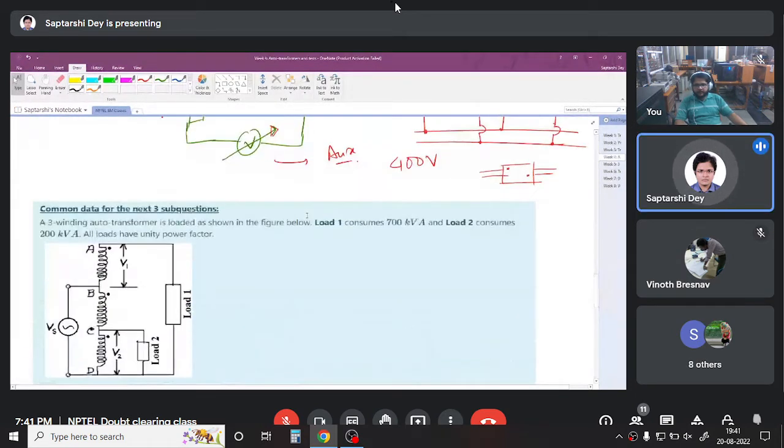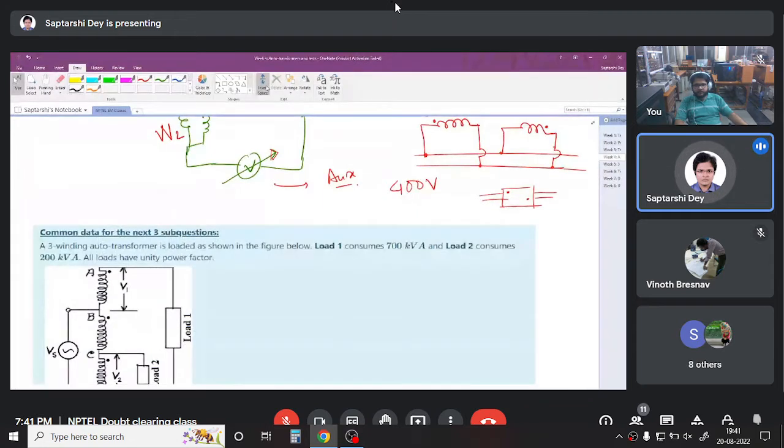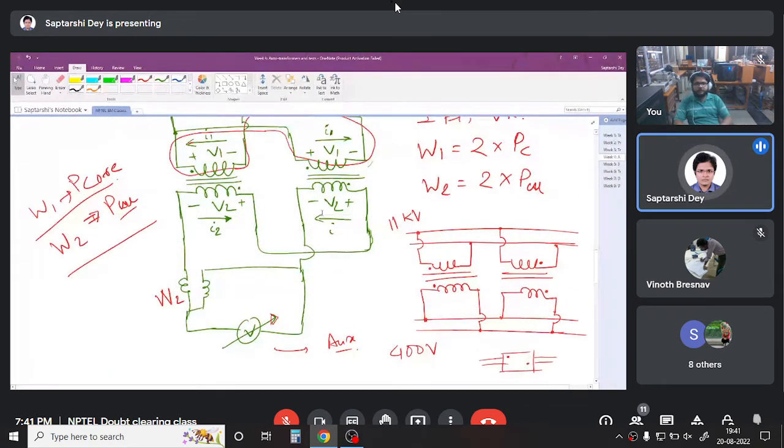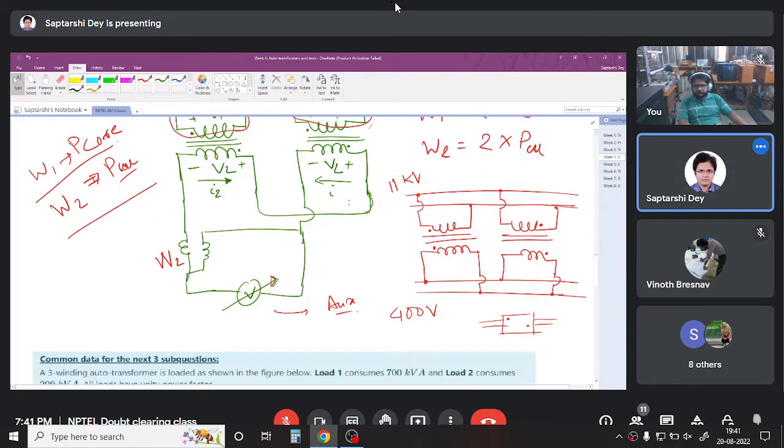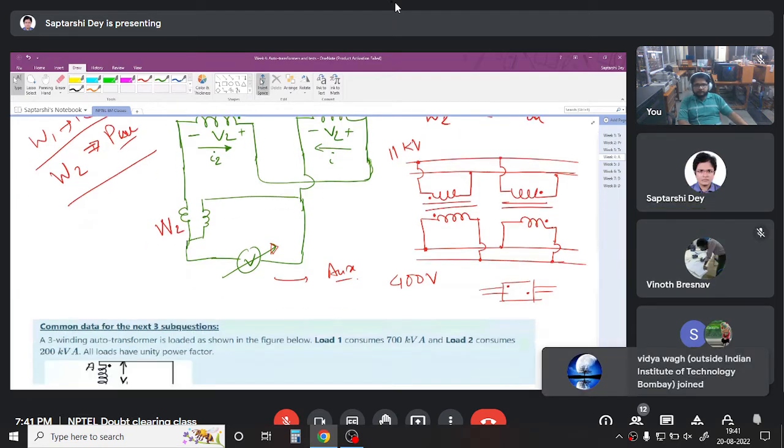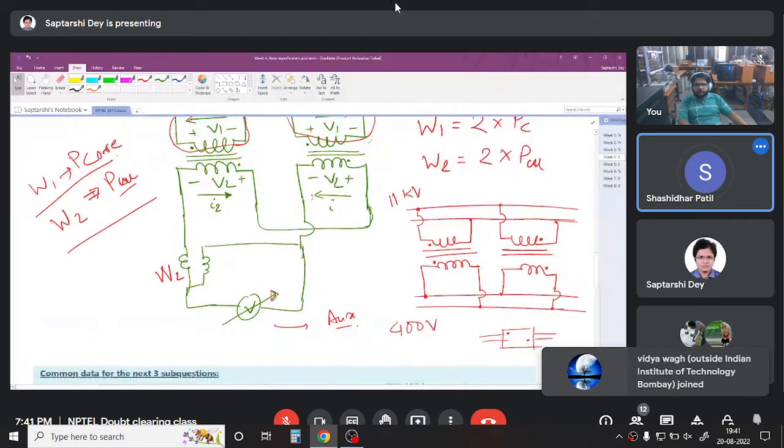And another part that was taught here was autotransformer. So do you have any doubt from autotransformer? Anyone has any doubt from autotransformer lectures? No doubt. Hello. Hello, sir. Yes, go ahead.